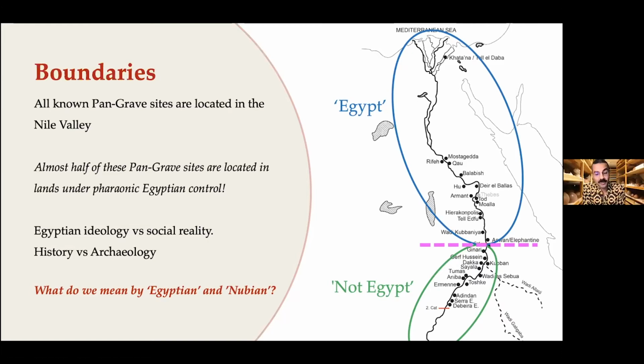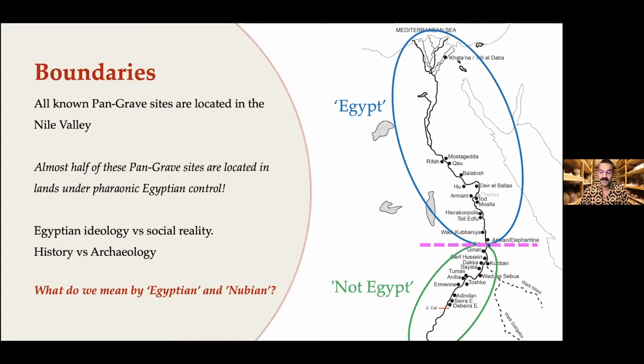This is a natural stopping point where the Nile is crowded with granite boulders and islands and rapids, making it difficult to pass by boat. And it's also what the ancient Egyptians considered their southern frontier with Nubia. But if we look at where Pangrave sites are located in relation to that boundary, we can see that about half of the sites are located north of that border, in territory that was under pharaonic Egyptian control.